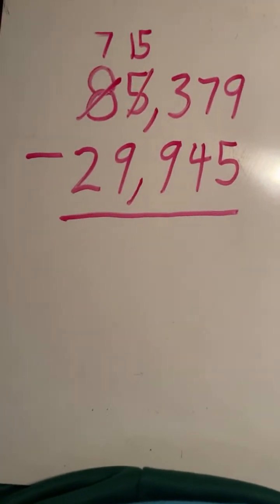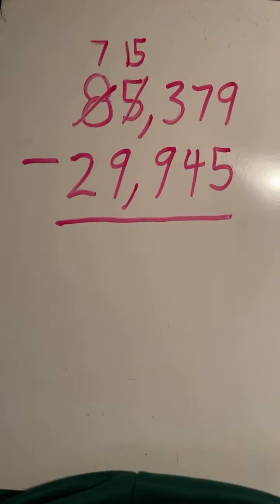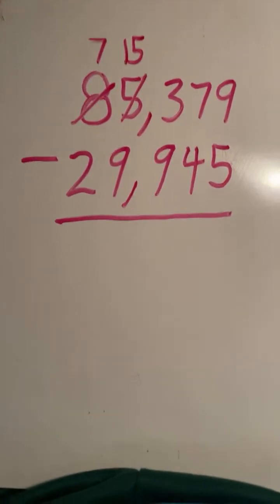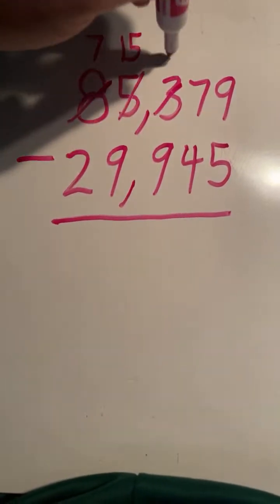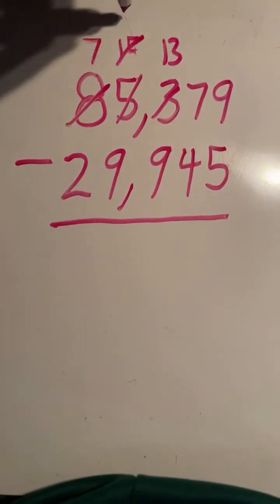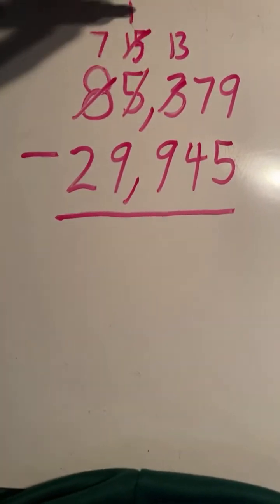Looking in the hundreds place now, you can't only have 3 and take away 9. You'll be in negative numbers. So the 3 is going to become a 13. The 15 is going to become a 14. We are adding 10, and we are taking away 1.